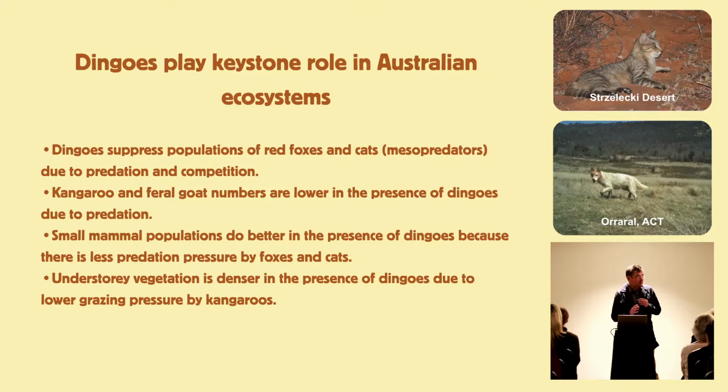But there's other things that we've found: there's more small mammals in areas where there's dingoes. And the best explanation for that is because there's less foxes and cats, and so our native mammals do better. And the other thing is that these effects translate to plants and other aspects of the ecosystem. One obvious thing across much of the country is that the understory vegetation tends to be denser, and that's just because there's less grazing pressure.